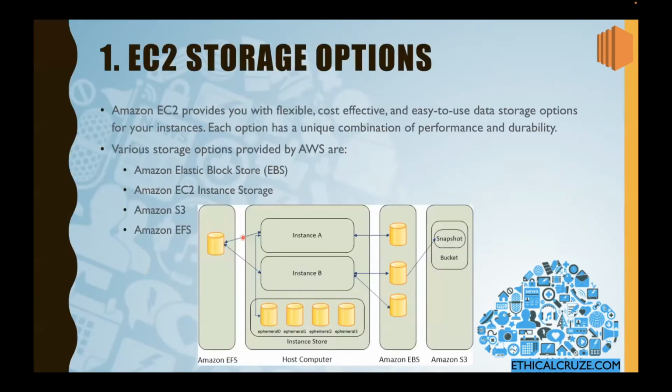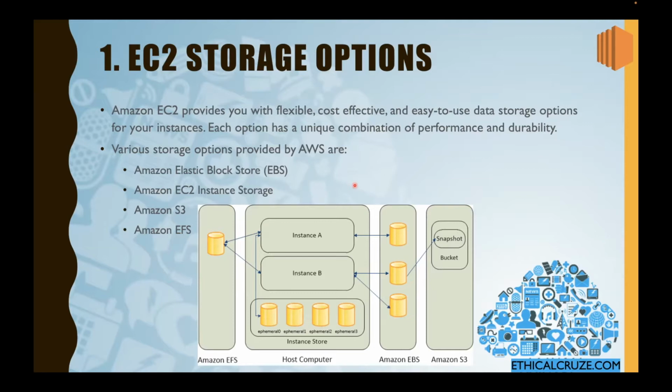So first one is EC2 storage options. What is it? Whenever you are spinning up an EC2 instance, there is a storage which is attached to that particular EC2 instance. Amazon provides you a flexible way of attaching those storages, which is a cost effective and easy to use data storage option. Each option has a unique combination of performance and durability. So there are different types of storage options being provided by AWS.